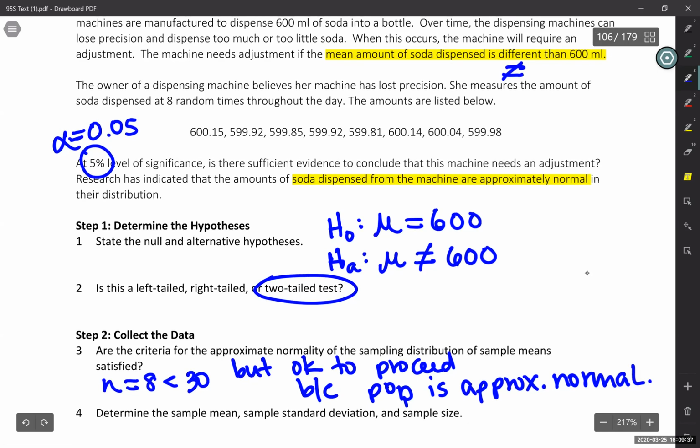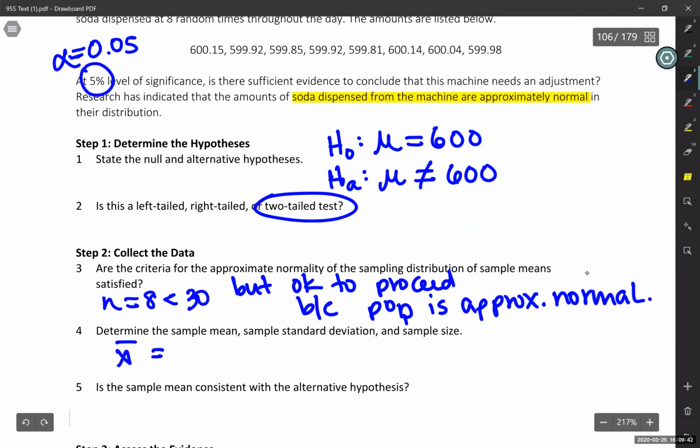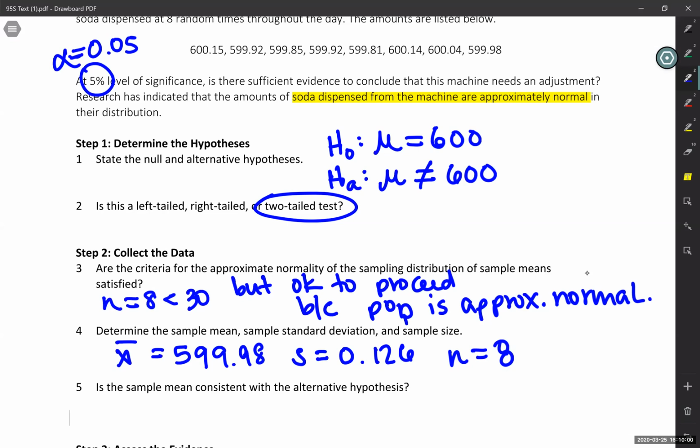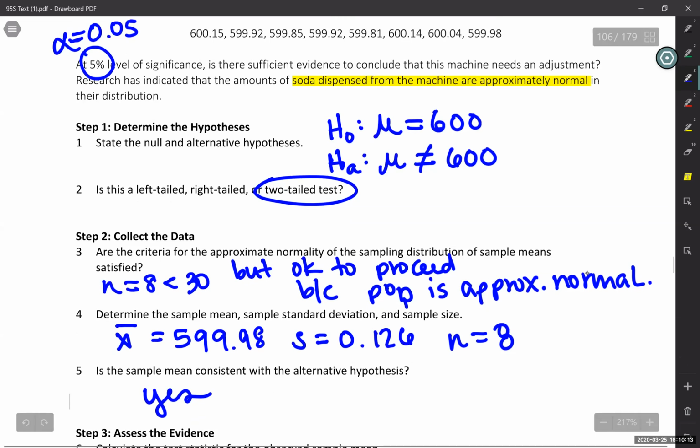Okay, so plugging all of those into your calculator, we get X bar equals almost 600, 599.98, that's very close to 600, with a standard deviation of 0.126. And as we said above, the sample size is 8. Is the sample mean consistent with the alternative? Well, it's very close to 600, but it is not equal to 600. So yes, our sample mean 599.98 is different than 600, which is what the alternative says.